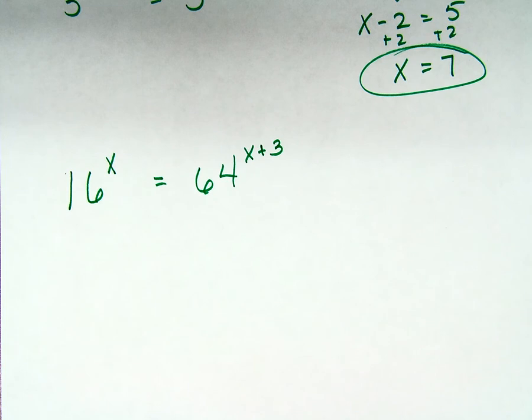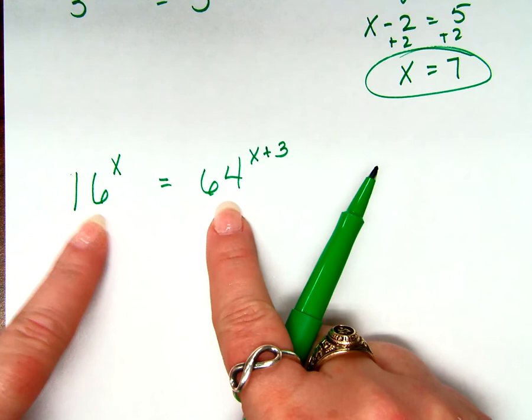What do you think? 16 to what power is 64? Well, it's not squared. That's already too big, right? So is there another base? Is there a lower base that I can go to that's not even one of the bases that are here?